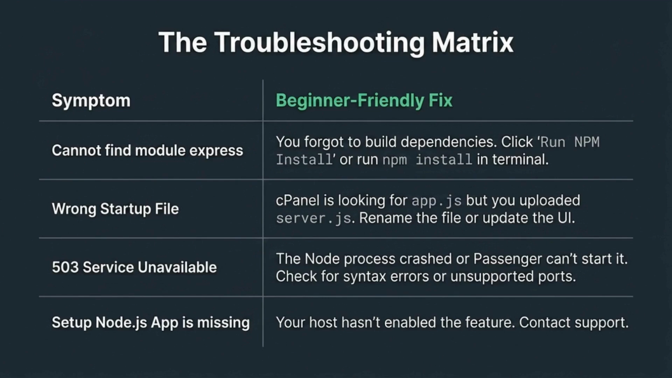If things go a bit pear-shaped, consult this troubleshooting matrix. For instance, if it says it cannot find a module, you likely forgot to run npm install. A 503 service unavailable error usually means the app crashed, or Passenger cannot bind to the port properly.